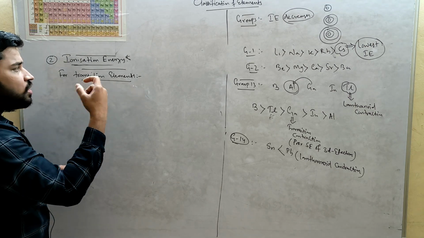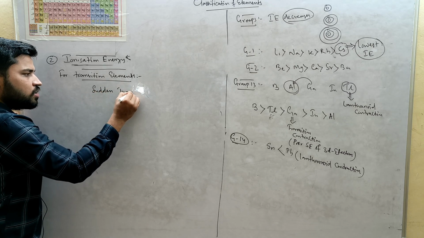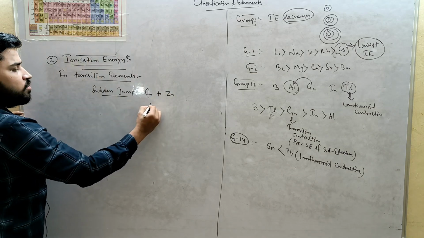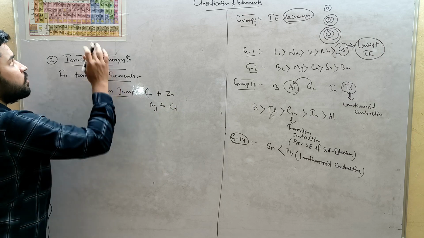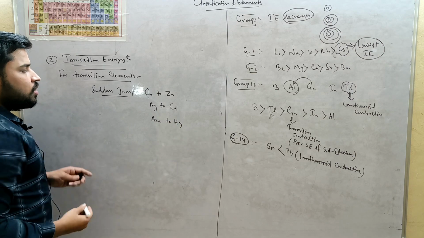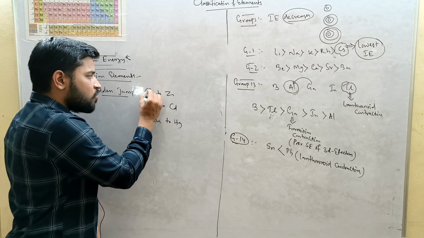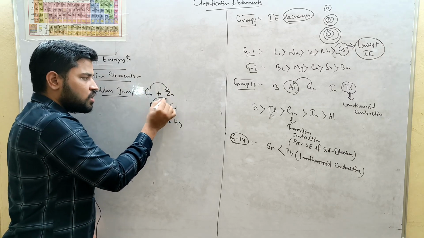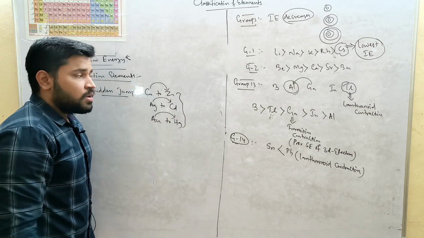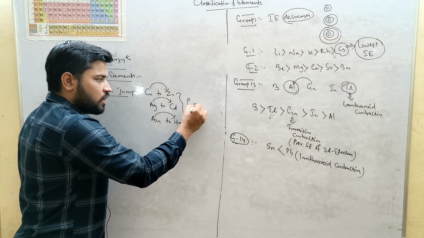Ionization energy increases, but there will be a sudden jump when you go from copper to zinc, similarly silver to cadmium, and gold to mercury. So there is a sudden jump in the ionization energy values going from copper to zinc, silver to cadmium, and gold to mercury. Why is there a sudden jump? Because of fully filled electrons.